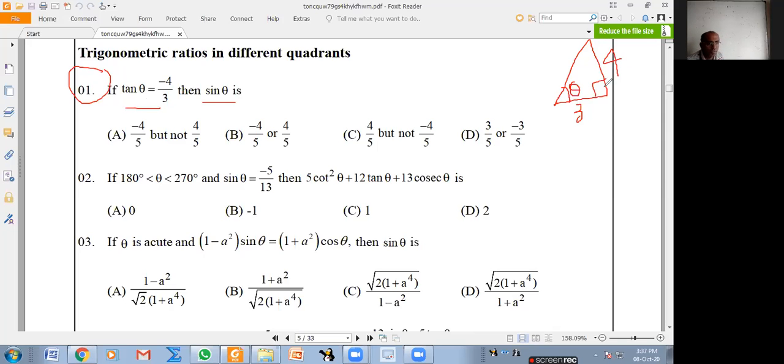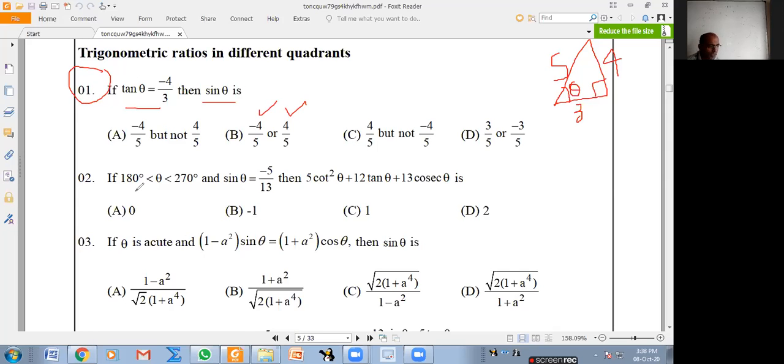But from the figure, what is sin theta? If you look at this right angle triangle on the screen, 4 is the opposite side, 3 is the adjacent side, and 5 is the hypotenuse. Sin theta is obviously 4 by 5. It can be minus 4 by 5 or plus 4 by 5. Both are valid because we did not specify anything about the quadrant.